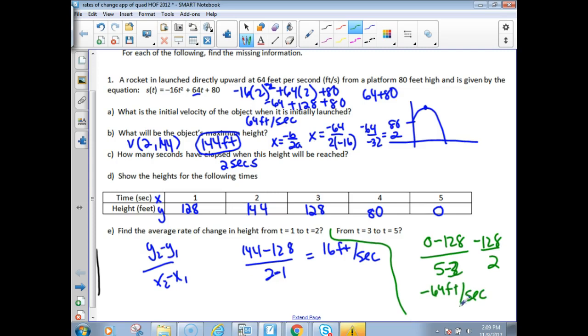What does that mean? That it's negative. Anybody? What's happening? Yeah, it's coming back down, okay? And it's actually getting to be going pretty fast. It's coming back down on that interval.